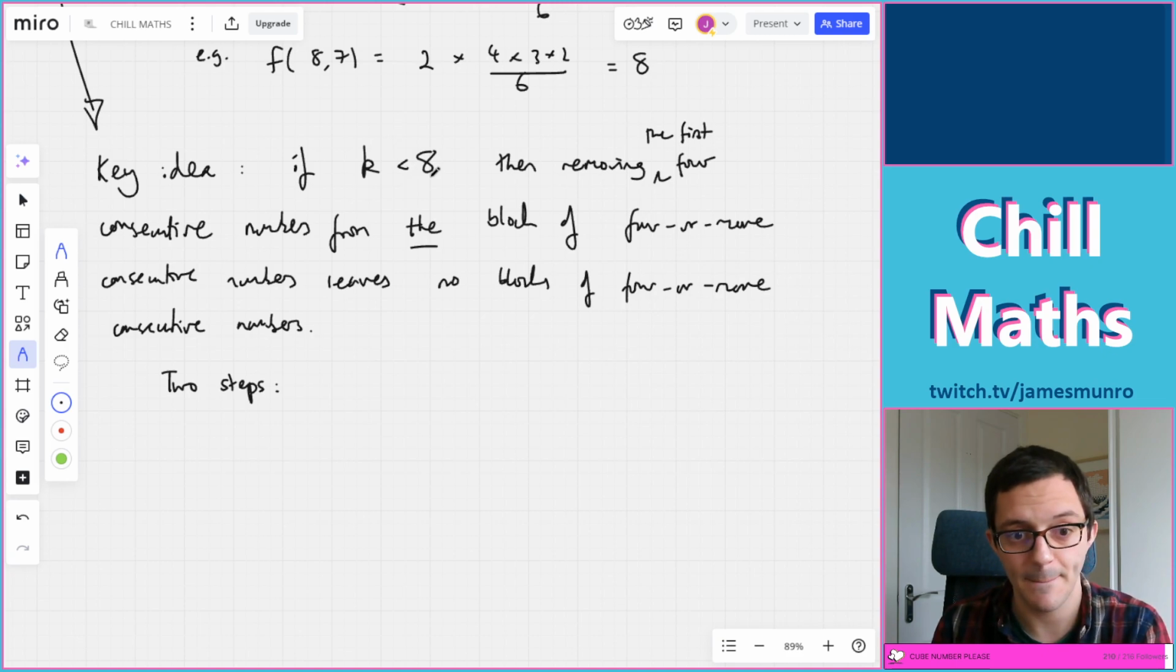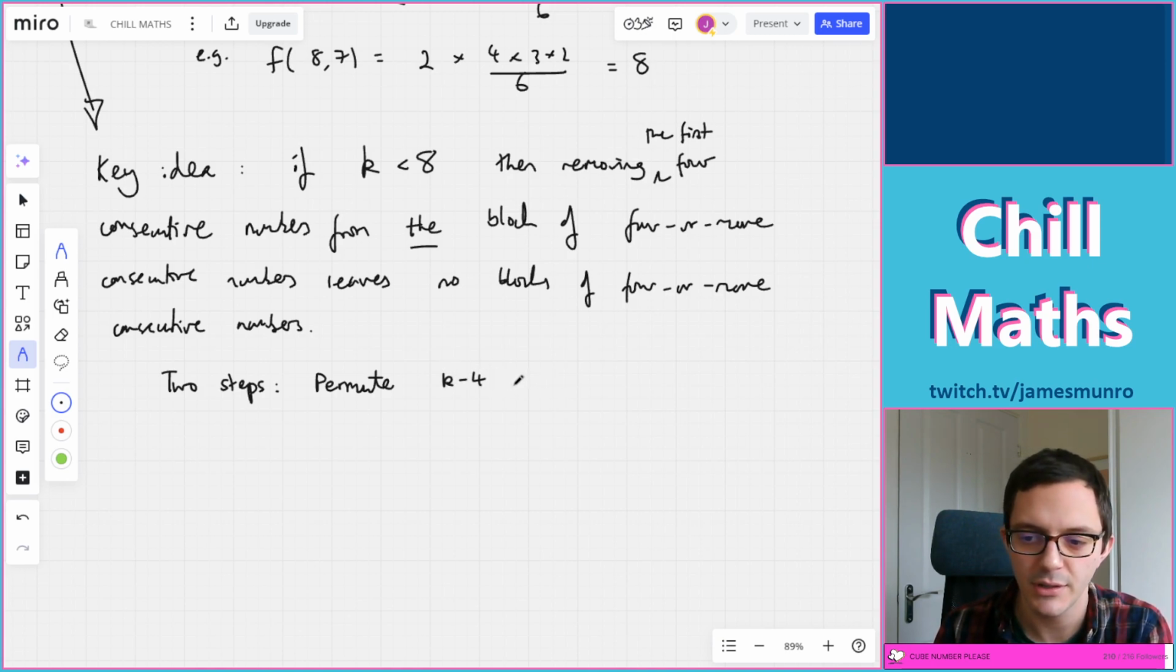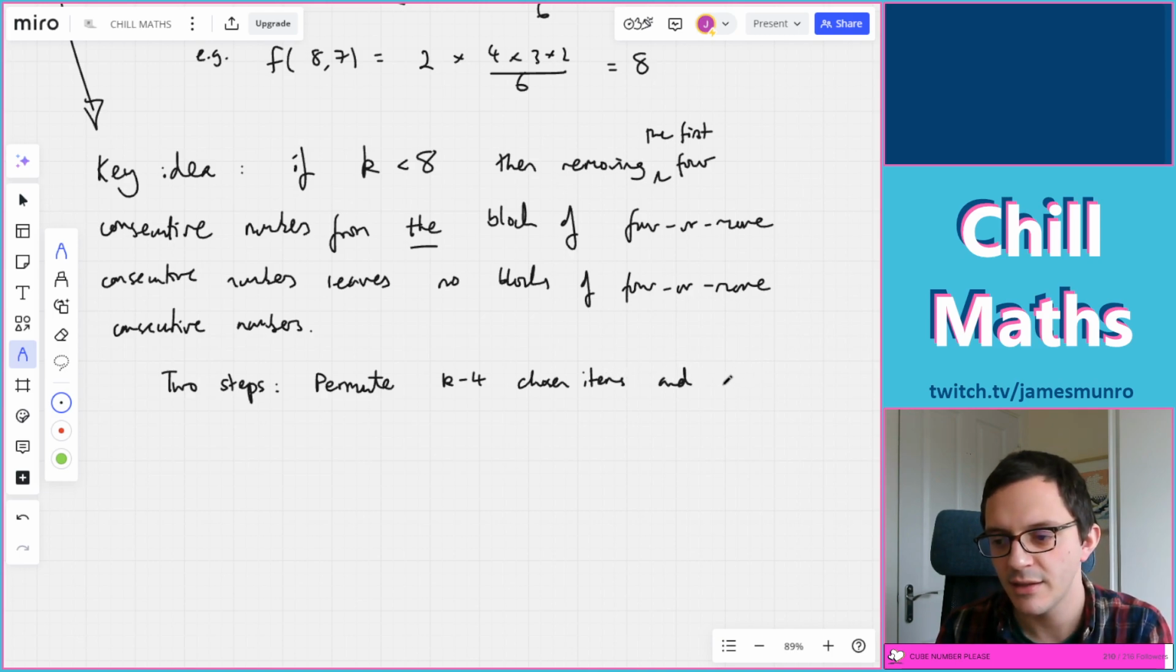If k is less than 8, here's what you can do. You can permute. So permute, what do I want to permute? k minus 4 chosen items and n minus 4 not chosen items.